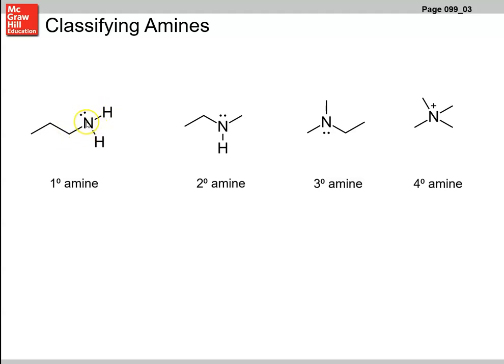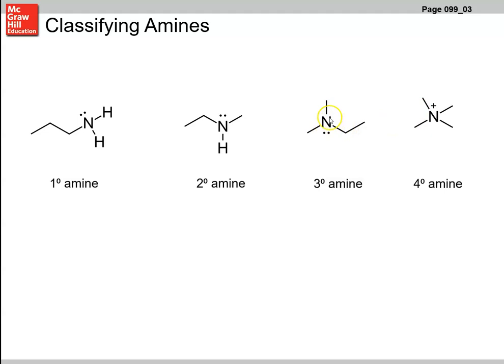So if we're a nitrogen and we're only attached to one carbon chain, then it's a primary amine. If it's attached to 2 carbon chains like we see here, we have one on the right side, one on the left side, and a single lone pair and a hydrogen, that's going to be a secondary amine. So it's based on the number of carbon chains it has. For a tertiary amine, it's attached to 3 carbon chains. And then a quaternary amine would be attached to 4 carbon chains. And notice that quaternary amines are always going to be positively charged.